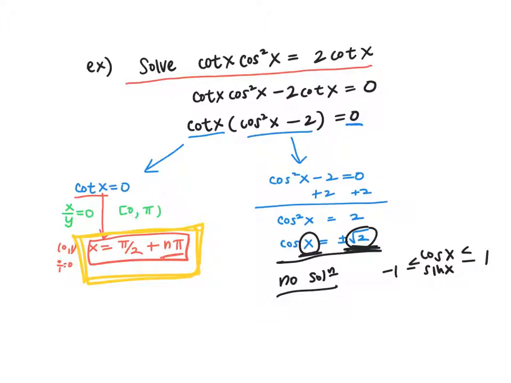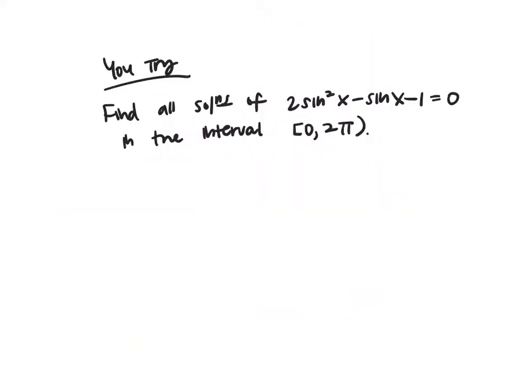Any angle that is pi over 2 plus n pi, so n could be 0, or it could be 1, it could be 2 in the positive direction, but n could also be negative 1, negative 2 in the negative direction. If you were to plug that in there and add it to pi over 2, those are the angles that would make this original equation true. Go ahead and try this problem.